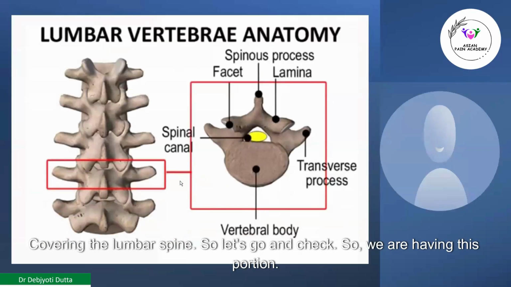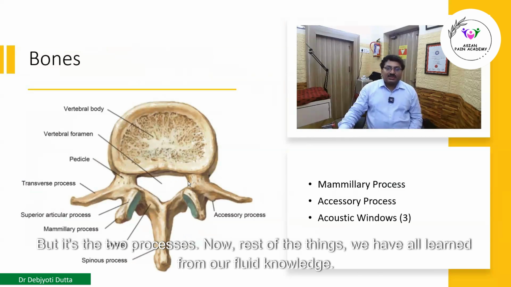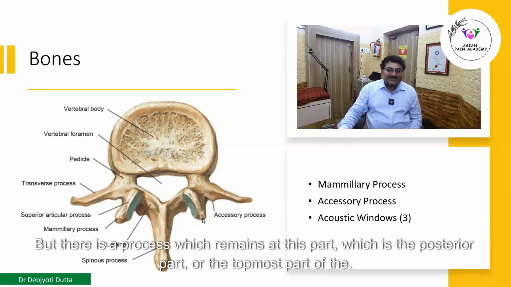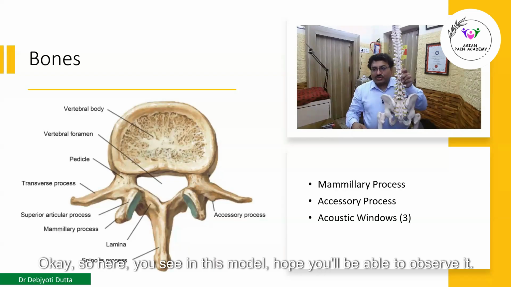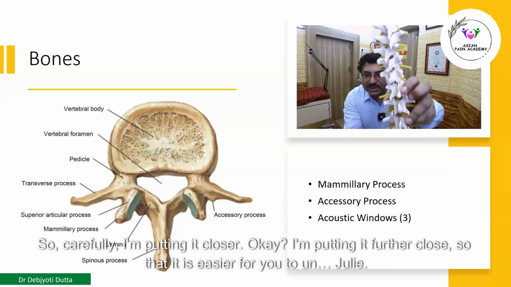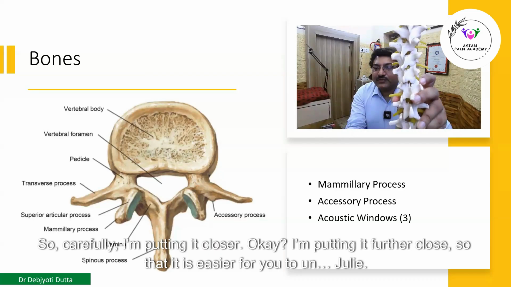So we are having this portion. I'm not going into detail of it. Then bones I have already shown, but there are two important structures that I want to highlight here. That is the two processes. Now, the rest of the things we have all learned from our fluoroscopy knowledge. But there is a process which remains at the posterior part or the topmost part of the articular. Here you see in this model, hope you will be able to observe it. So carefully, I'm putting it closer. Okay, I'm putting it even closer so that it is easier for you to understand.